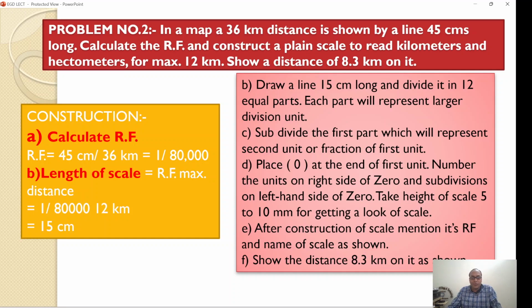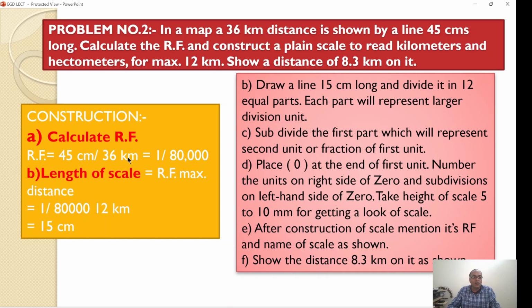As we know the procedure, first of all we have to find out the RF of the scale. From the statement, a 45 centimeter long line shows 36 kilometers. So the RF will be 45 centimeter divided by 36 kilometer. On the left side the calculation is given. If you convert this kilometer into centimeter, the centimeter will get cancelled, and after simplification you will get 1 by 80,000 as RF.